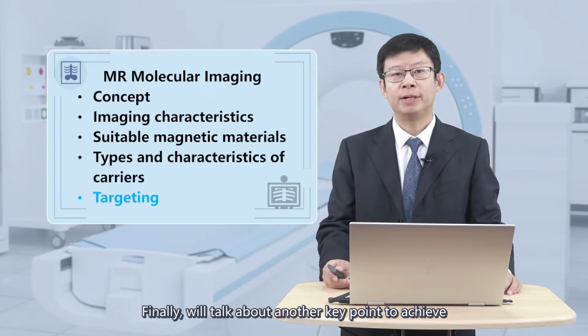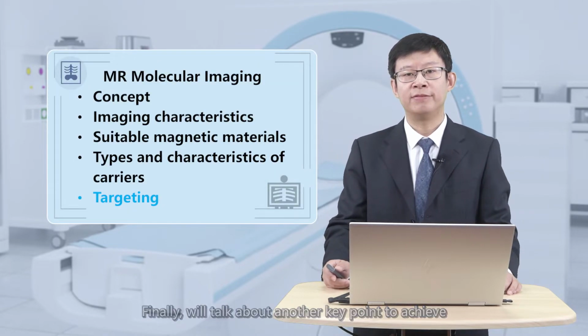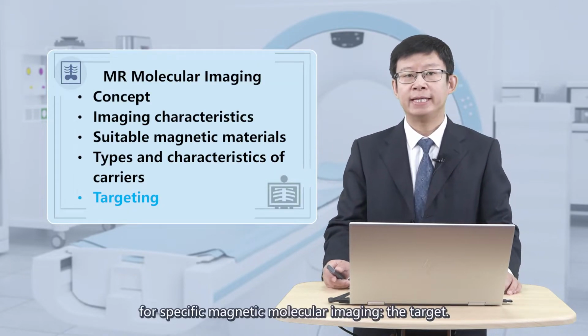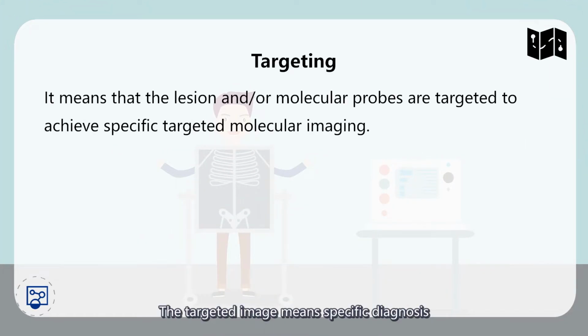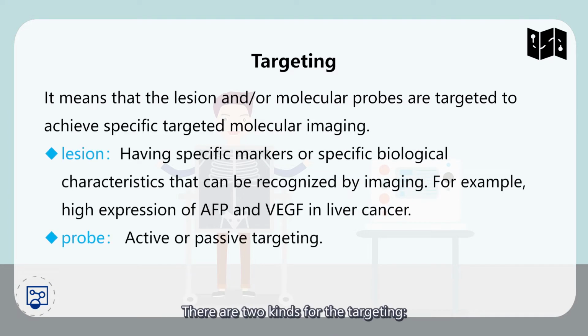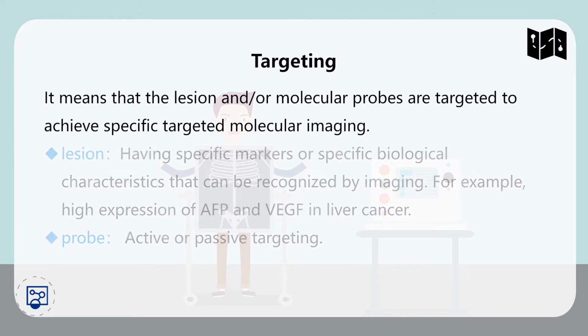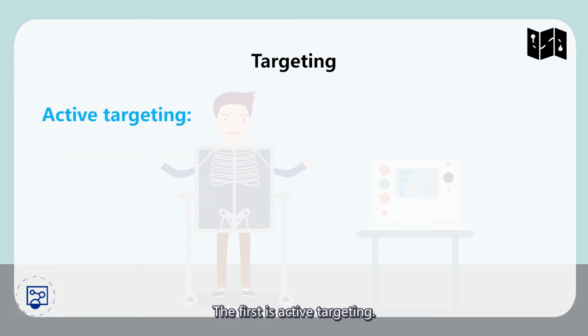Finally, we'll talk about another key point to achieve for specific magnetic molecular imaging: the targets. Target imaging means specific diagnosis, which may greatly reduce misdiagnosis of diseases. There are two kinds of targeting, active and passive targeting. The first is active targeting.